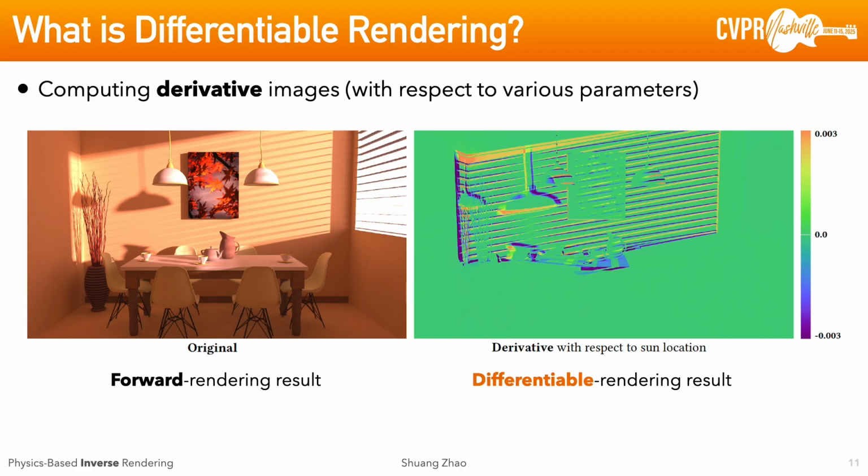So in this case, I'm showing an example. On the left is a forward rendering of a dining room. The dining room is lit by sunlight outside, right? On the right-hand side, I'm visualizing the derivative of this image with respect to the location of the sun, right? If the sun moves a bit, what's going to be the change rate of all the pixels? So this is the problem that differentiable rendering aims to solve.